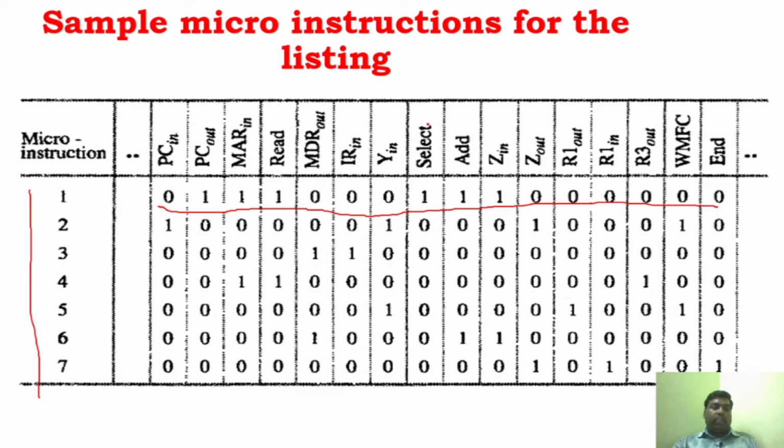This is the control word. For PC in, you can see this is the control word, right? So a control word is nothing but a sequence of zeros and ones. That is called a control word, and only based upon the control word will the control signal be generated. And you have to understand what a micro routine is and what a micro instruction is.